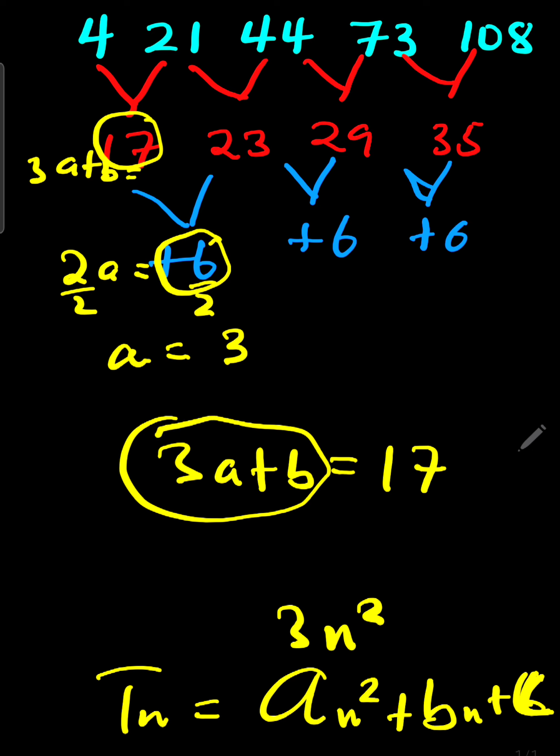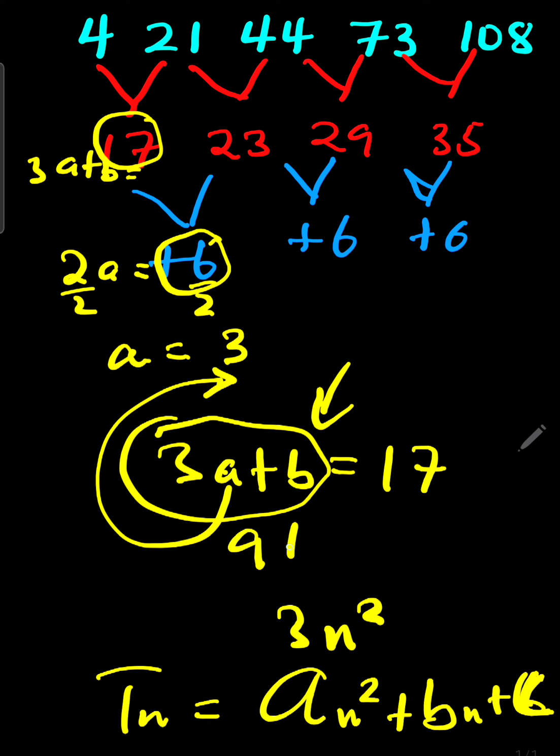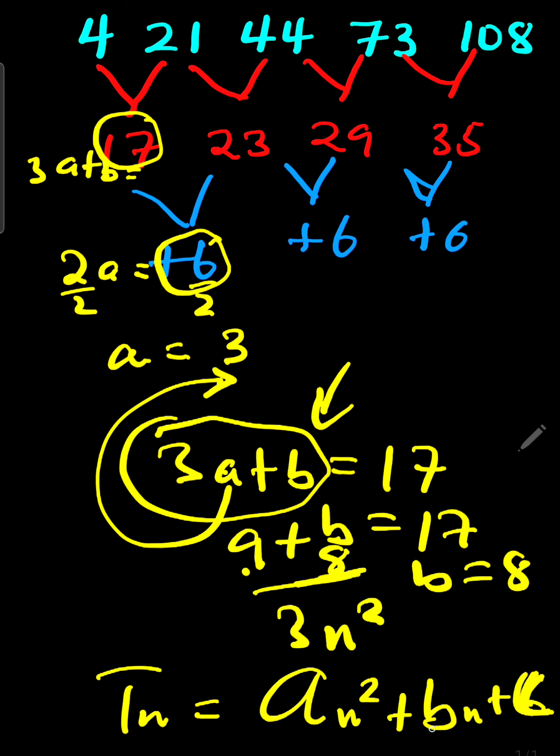3a plus b is a formula you use to find the value of b. We already know the value of a is 3, so substitute. 3a means 3 times a, and 3 times 3 is 9. So 9 plus b should be 17. Which number can you add to 9 to get 17? That number is 8. That means our b is equal to 8. So coming back to this, we know our a was 3, so plus 8n. We have our b now.